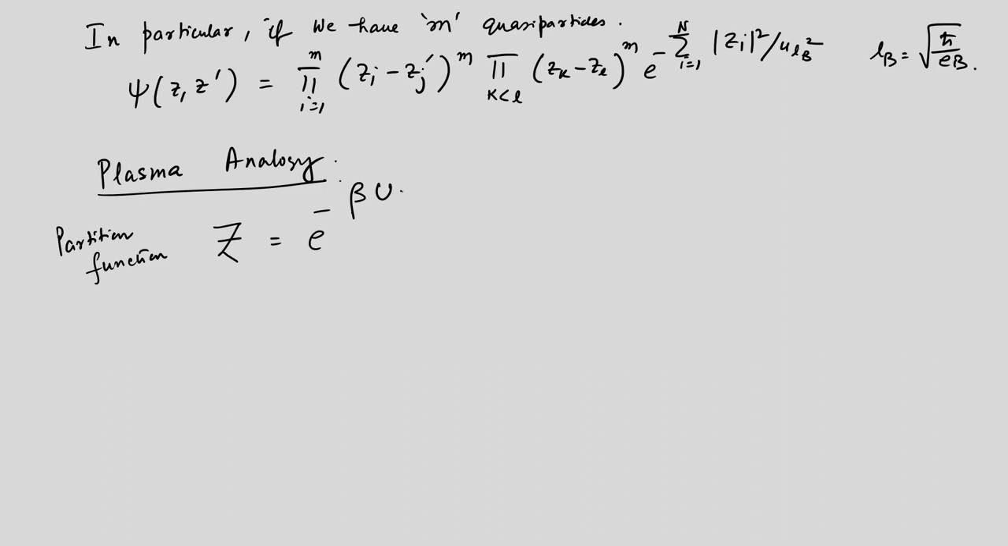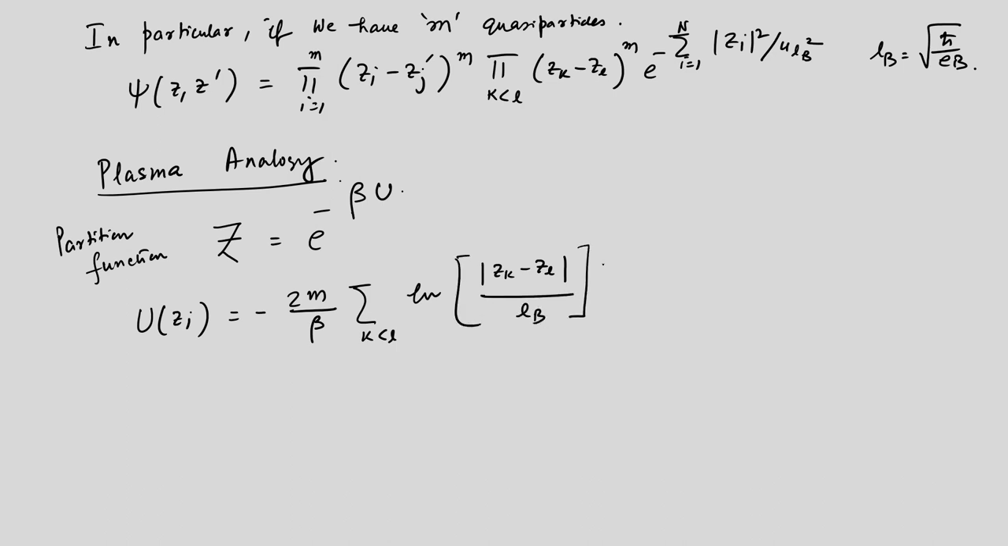It's not the plasma that we are usually familiar with, which is at very high temperatures. And just to remind us of the potential energy of a plasma that we had written down earlier, without the quasi-particle term, now only for the electrons, u is equal to minus 2m over beta, sum over k less than l of log of mod zk minus zl divided by lb, plus 1 by 2 lb square beta, sum over i equal to 1 to n of zi square, and so on. So that's the potential energy.